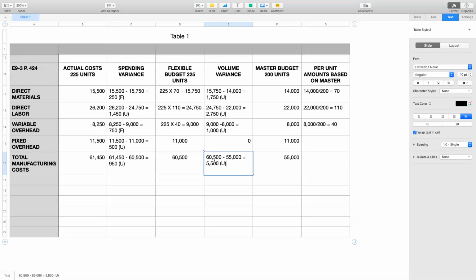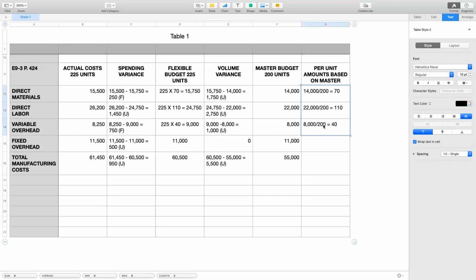Right? That's all that was to that problem. It seemed very confusing when you first sit down and start, right? But just make sure you get your numbers straight. And the key was to figure out what these are, because they didn't tell you, right? But you needed to figure out what the unit costs were in order to take the unit costs and multiply them by 225 to get the flex budget. Once you get your numbers in the flex budget, you've got to compare the actual to the flex. That's the spending variance. Then you compare the master to the flex. That's the volume variance. Right?